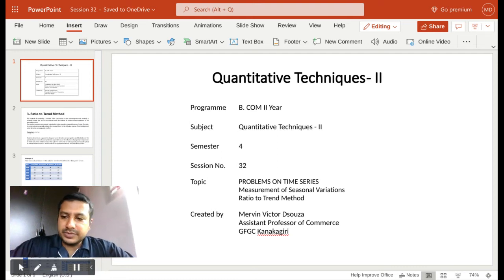ಎಲ್ರಿಗೂ ನಮಸ್ಕಾರ. ಇವತ್ತು ಕ್ವಾಂಟಿಟೇಟಿವ್ ಟೆಕ್ನಿಕ್ಸ್ನಲ್ಲಿ ಮೆಜರ್ಮೆಂಟ್ ಆಫ್ ಸೀಸನಲ್ ವೇರಿಯೇಷನ್ ಇದರಲ್ಲಿ ರೇಷಿಯೋ ಟು ಟ್ರೆಂಡ್ ಮೆಥಡನ್ನು ನಾವು ಡಿಸ್ಕಸ್ ಮಾಡೋಣ. ರೇಷಿಯೋ ಟು ಟ್ರೆಂಡ್ ಮೆಥಡ್ ಅಂದರೆ ಏನು? ಇಟ್ ಈಸ್ ಅ ಇಂಪ್ರೂವ್ಮೆಂಟ್ ಓವರ್ ದ ಅರ್ಲಿಯರ್ ಮೆಥಡ್.